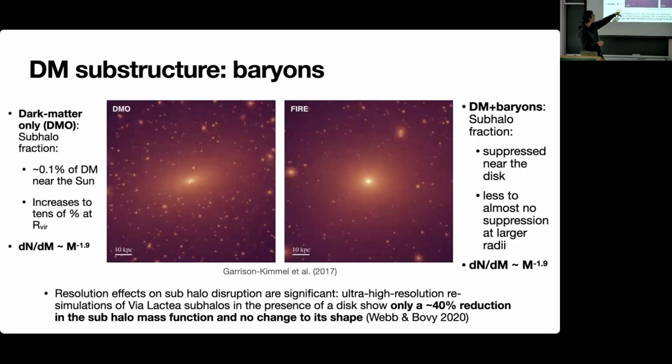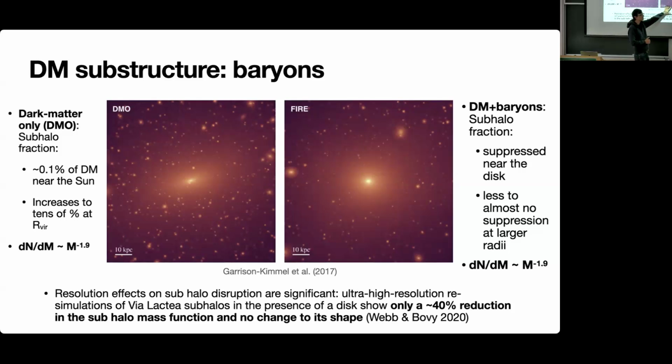So in dark matter only simulations, you get abundant substructure everywhere. The subhalo fraction, there's a lot of tidal disruption that happens even in dark matter only simulations. So near the sun, really only about 0.1% of the dark matter is in substructure, but it increases to tens of percent out to the virial radius. And there's this mass spectrum, as I said already before. Now, if you actually have a galaxy that forms in your dark matter halo, it tends to increase the amount of tidal disruption of dark matter subhalos. And so you get a suppression of the subhalo fraction near the disk. So you go even below this 0.1% number near the sun, where we can measure things the best. And then there's very little suppression at very large radii because the effect of the baryonic disk is basically just the gravitational effect increasing tidal disruption. So if you're far away from the disk, then very little happens. You're still at high percentages of substructure in the outer halo, but it's very hard to measure the substructure fraction there.